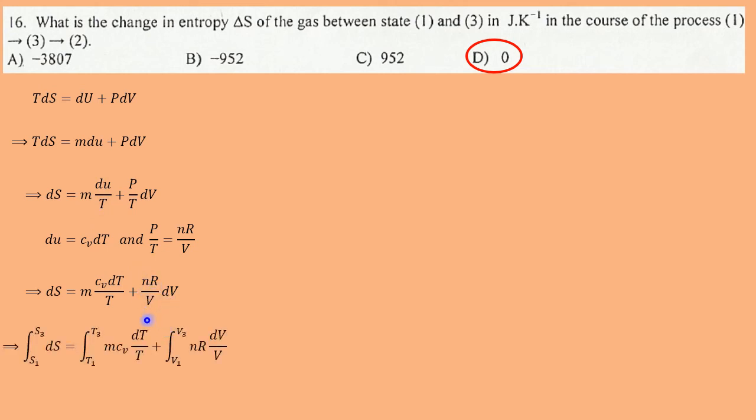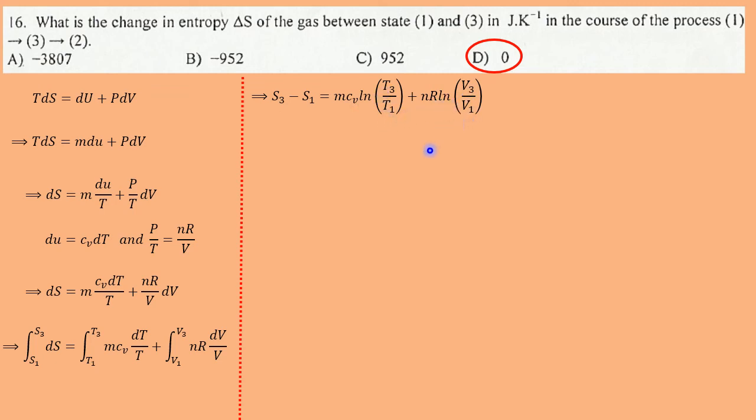So we just simply integrate both sides. We're integrating the left hand side from S1 to S3 dS, because it's from state 1 to state 3, and we're integrating the first term from T1 to T3 of m Cv dT on T, plus the integral of nR dV on V from V1 to V3. So when each of the integrals is done and the limits substituted, we're going to have S3 minus S1 equals m Cv ln T3 on T1 plus nR ln V3 on V1. So ln there is the natural logarithm.